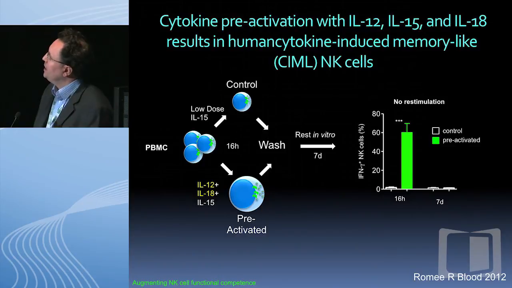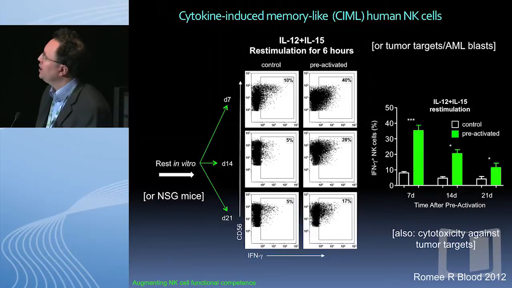So we explored this in human NK cells, thinking that this was a potential translatable concept for NK cells, and taking human NK cells, exposing them to IL-12, IL-15, and IL-18, results in a highly activated NK cell pool, and we controlled that. We compared that to controls, which were just kept alive with low doses of IL-15 from the same donor. At 16 hours, at the end of this initial activation, the majority of these NK cells down here are activated, whereas these NK cells remain quiescent. After 7 days of resting in vitro, these cells and these cells appear the same as far as their interferon gamma production, so they've returned to a quiescent state.